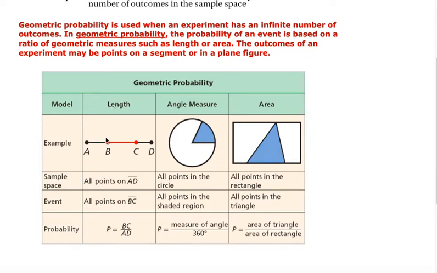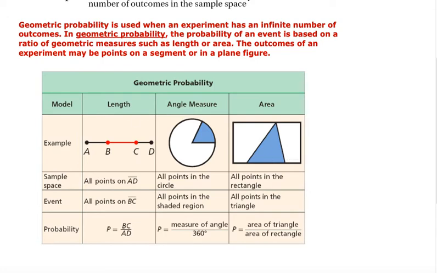Length, this one might be the hardest of all three. And it's not that hard, but that's what we'll start with. We're going to talk about angle measures, the probability on that, and then we're going to talk about the area of a figure. Okay? So the length, you just take this part divided by the whole thing. Angle measure, you would take a certain degree divided by 360, and the area, you'd take the area of a figure divided by the area of the whole thing.